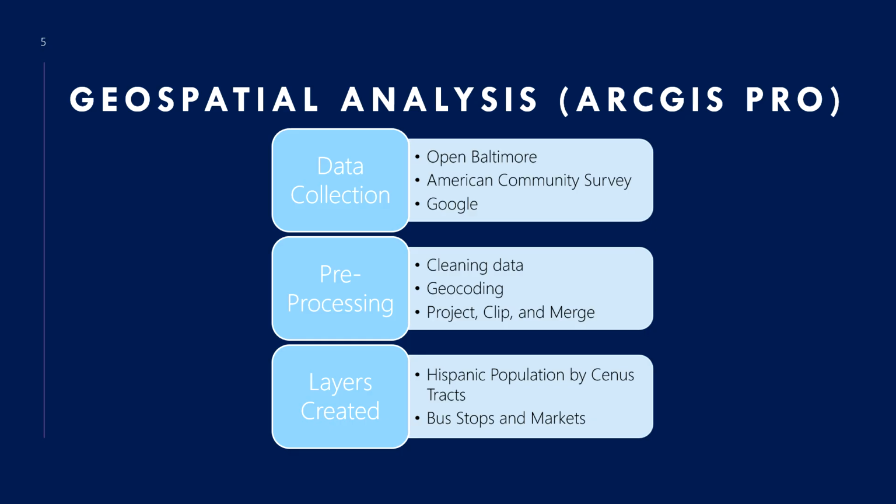And I used the project, clip, and merge tools. The clip to clip the census tracts just to those of Baltimore City, the merge tool to merge the data set of Latin markets with bus stops so that all stops would be in one layer. And then I made sure all data layers were projected to the U.S. Maryland state spatial projection. And then as a result, I created a merged bus stop and market layer and a layer that showed the Hispanic population by census tract.